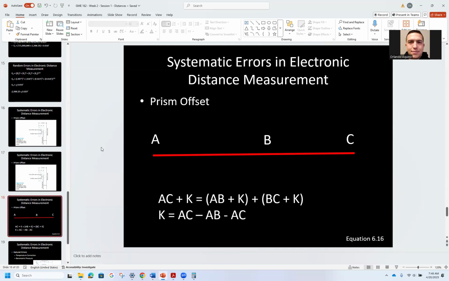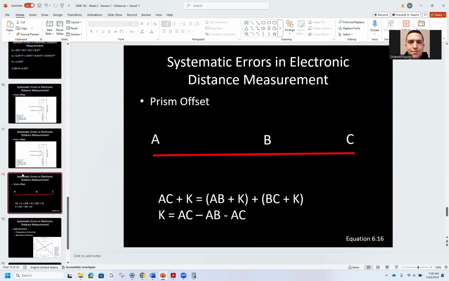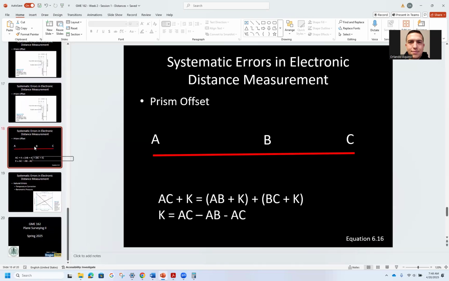And if you were trying to find the value of K and rearrange that with the algebra, you go AC minus AB minus BC. K, with that formula, usually ends up being a negative value. But depending on the prism offset that you have, you might want to change that to a positive value.